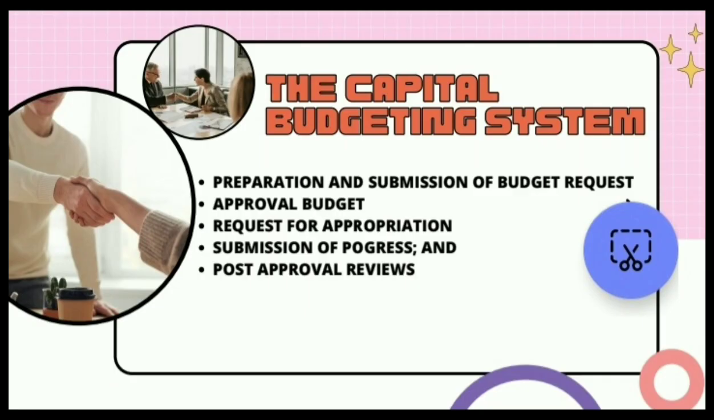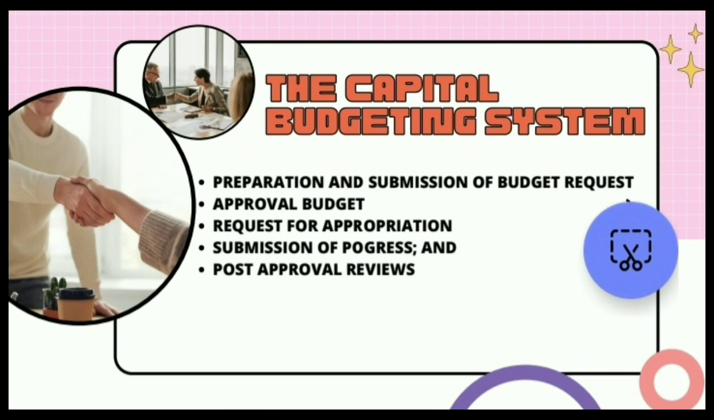Now we proceed to the capital budgeting system. First, preparation and submission of budget requests means it is a spending plan based on income and expenses. Next, approval budget. Approval budget, a work of program or a budget that has been approved by the management committee.